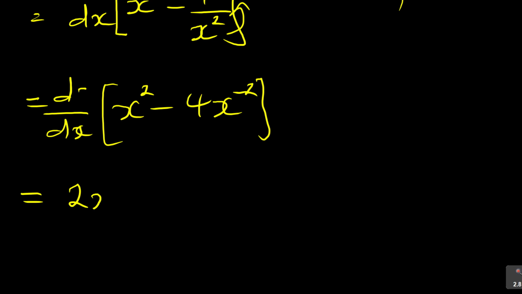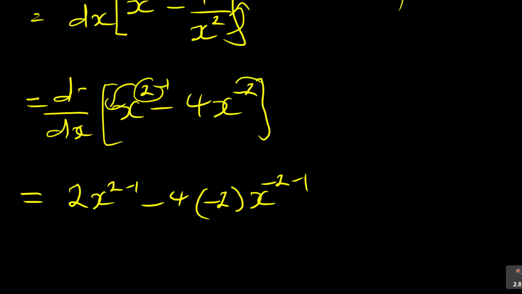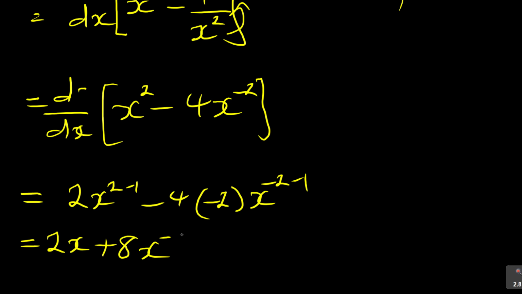This is 2x, 2 minus 1, minus 4. There is drop negative 2x, negative 2 minus 1. See? So you drop here, you subtract 1. You drop here, you subtract 1. That's what I was just doing there. When you have done that, you just simplify. Alright, so what is it? Which is 2x, 2 minus 1. Now negative 4, this is plus 8. Then it's x to the power negative 3. That becomes the answer.